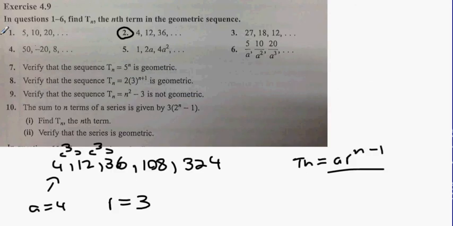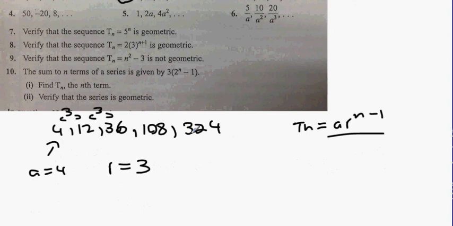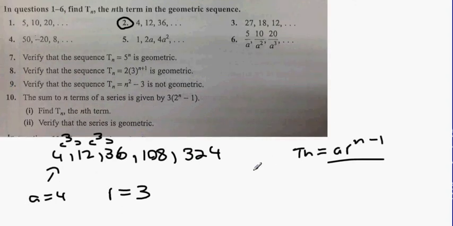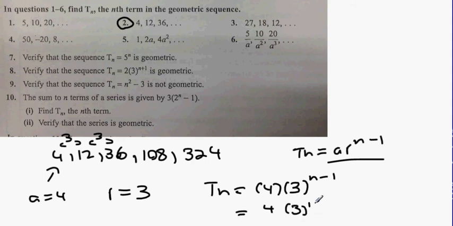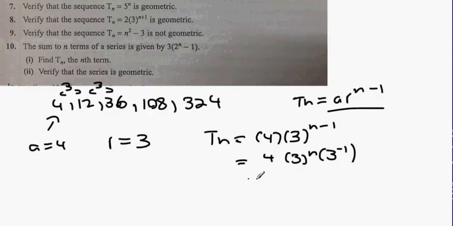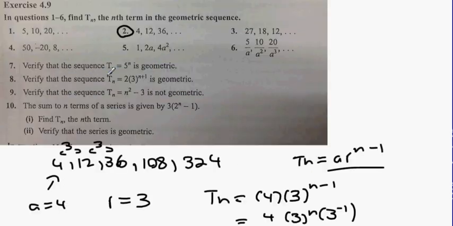So for question 2, find Tn. So to find Tn, it's basically going to be Tn equals 4 times 3 to the n minus 1. And that's your answer there. Or you could write it as 4 times 3 to the n, times 3 to the minus 1. And then you can do it as 4 over 3 times 3 to the n. Okay, so there's a couple of ways of writing that. Alright, let's try number 6.